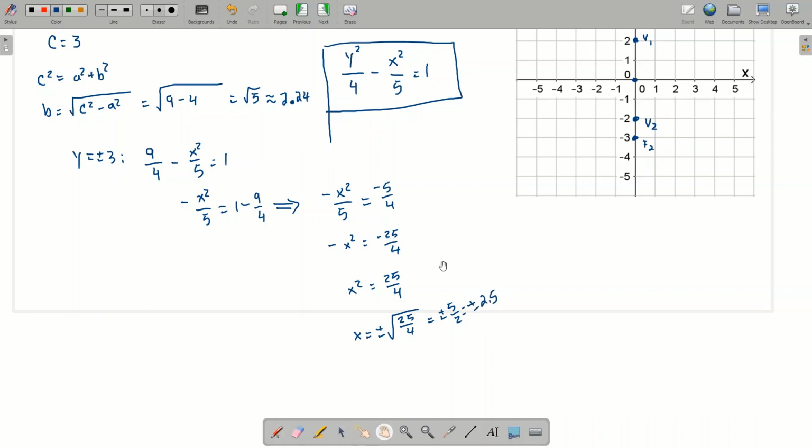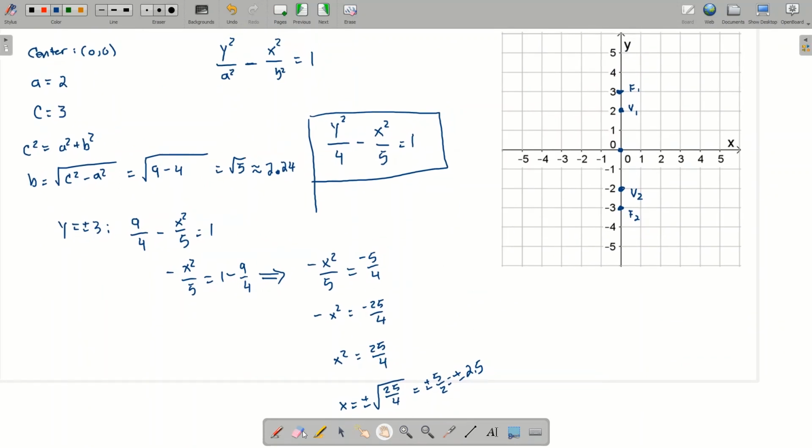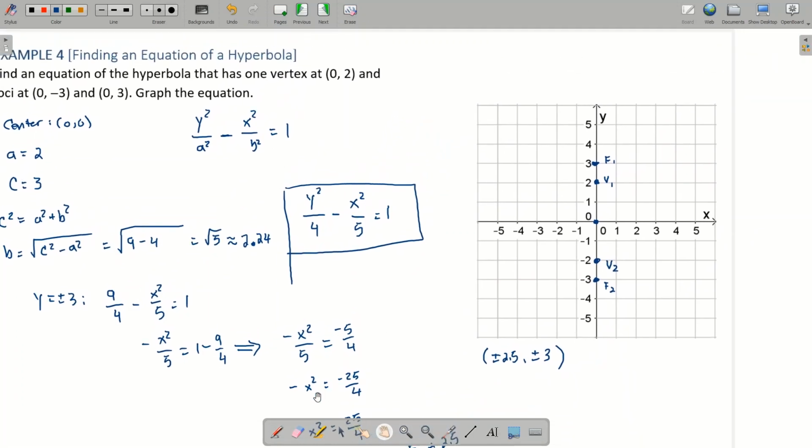So this is giving us 4 points here. This is saying that if the y value is plus or minus 3, the x value is plus or minus 2.5. Alright, so let's plot those. Go up to the 3, go over 2.5, go over 2.5 the other direction, and we can do that down below as well. Alright, and then we're ready to plot those points.